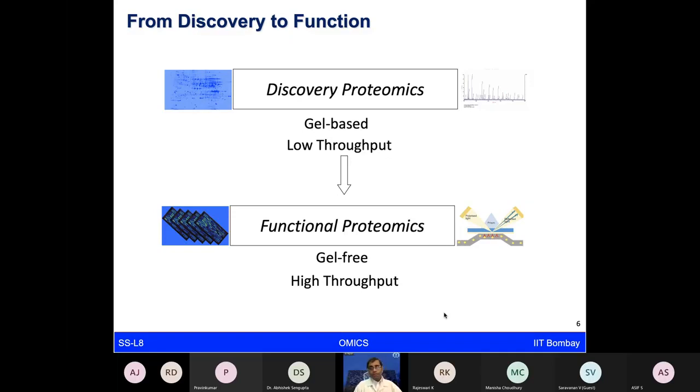Again, many of these things require a lot of data analytical tools, which are really part of this entire field. Discovery proteomics could be based on different types of electrophoretic methods like SDS-PAGE gel or two-dimensional electrophoresis, followed by mass spectrometry to identify these proteins of interest.